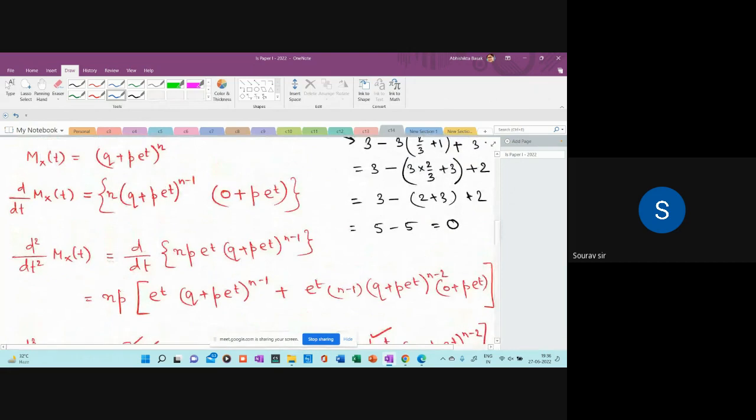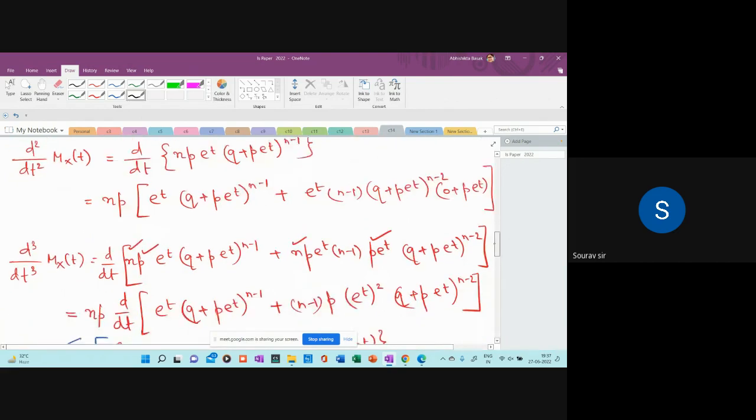In every step, let's just put the value and check it once. Here, if I put the value, it is just giving me np e to the power t times q plus p e to the power t, whole to the power n minus 1. If I put t equals 0, it is going to give me np. So the answer is correct.